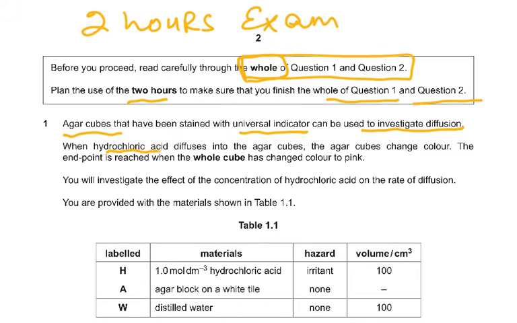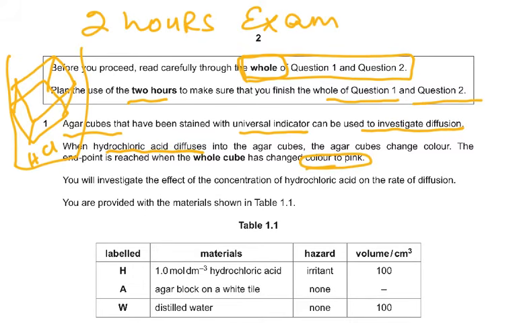When hydrochloric acid diffuses into the agar, there is this agar block which we have, and it's colored by the universal indicator. Then we put it in a beaker which contains HCl, and the agar cubes change color. The end point is when it changes to pink. This is sort of a red but sort of a pinkish shade. The end point is reached when the whole cube has changed color to pink. The whole cube, and they have underlined that, in dark letters.